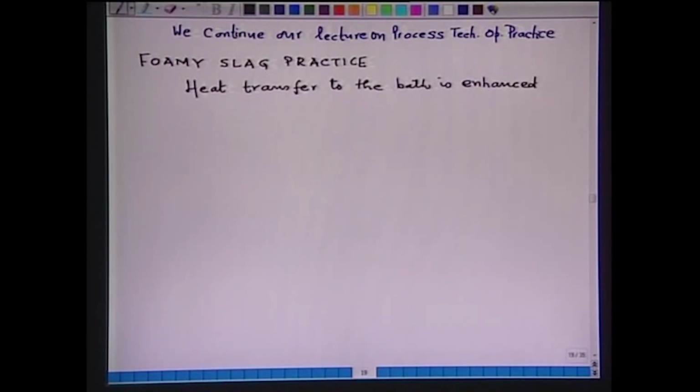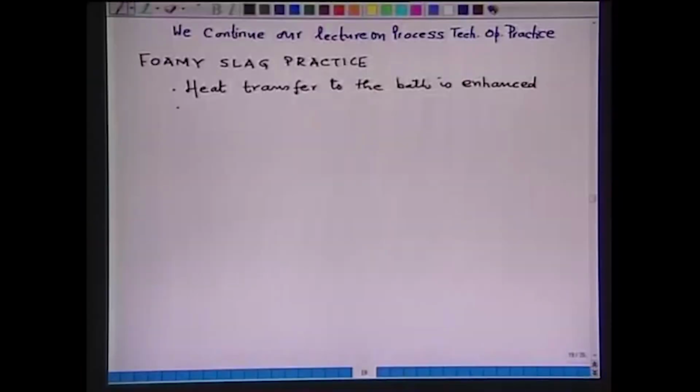How is it enhanced? Because now the arc will be submerged into the slag, and on account of submergence of the arc into the slag, more heat will be transferred to the bath and less heat will be radiated to the wall. Another advantage of foaming slag practice is the foaming slag shields metal from atmospheric oxidation.